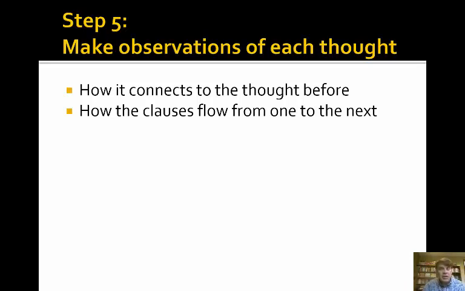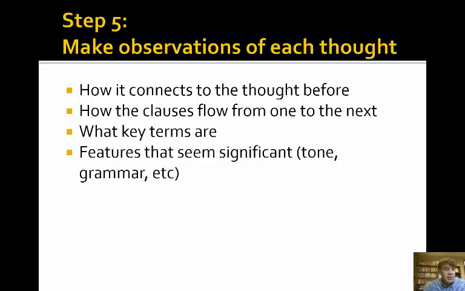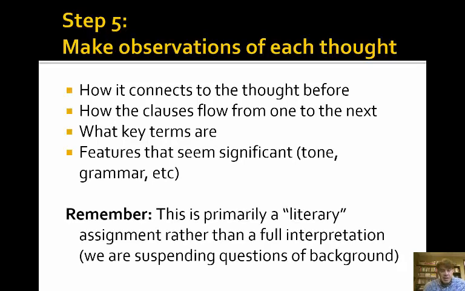But you can observe how one clause flows into the next. He let out class early so that he could get to the next class. That has two clauses: He let out class early, and so that he could get to the next class. That all makes one sentence, but how does one clause flow into the next? It's a purpose connection between one clause and the next. He let out class early in order that he might get to the next class. So how does one clause flow into the next clause? What are the key terms? What are some significant grammatical features? And so forth. Remember, this is primarily a literary assignment rather than a full interpretation. We are suspending our knowledge of background or our answers to background questions. We are pretending, we're playing dumb as if we didn't know anything.